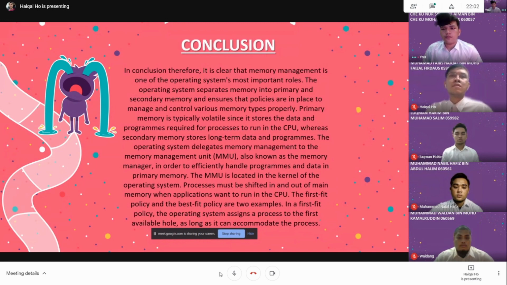The first fit policy and the best fit policy are two examples. In the first fit policy, the operating system assigns the process the first available hole, as long as it can accommodate the process.